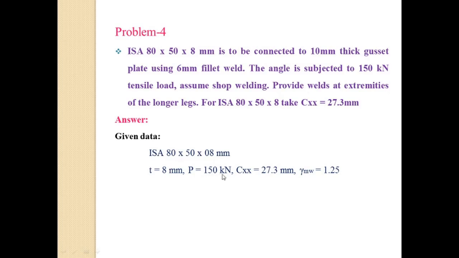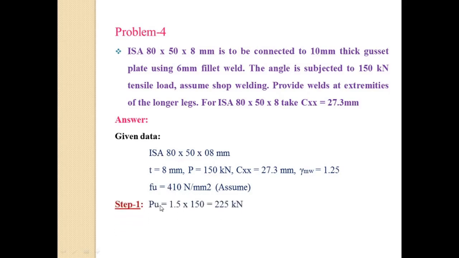P is equal to 150 kilonewton. This is the service load that is given. That is not a factored load or an ultimate load. CG along x-axis is given, that is 27.3 mm, and we have shop welding, which means gamma mw we have taken is 1.25. Ultimate strength of plate is not given, so assume it as 410 Newton per mm square.